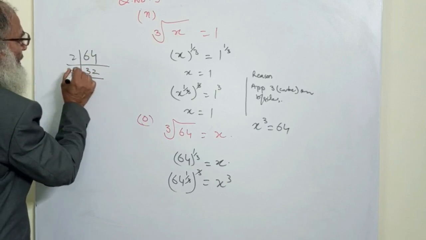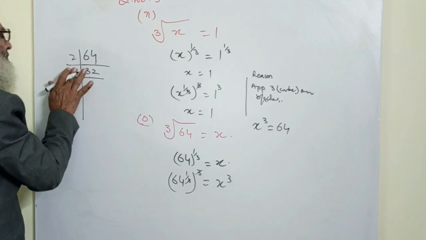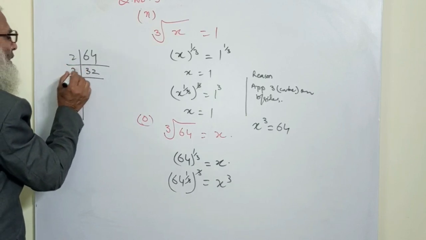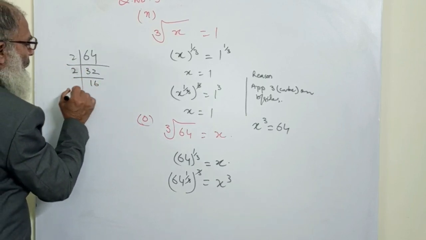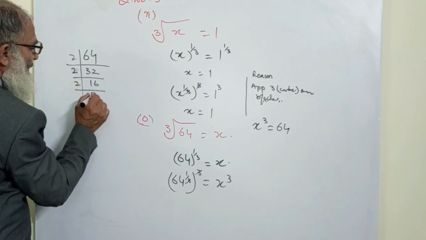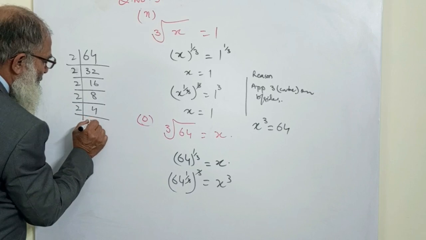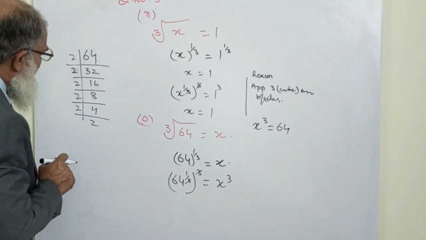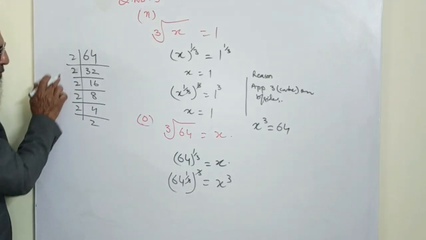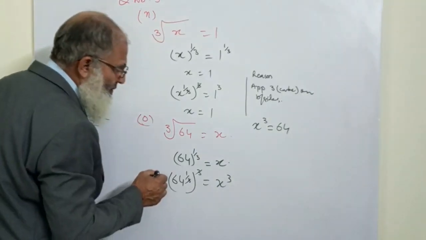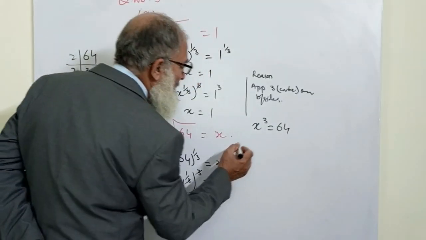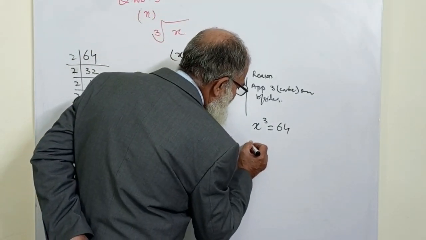32, 16, 8, 4, 2. So I get two triplets. What I get here is two triplets.